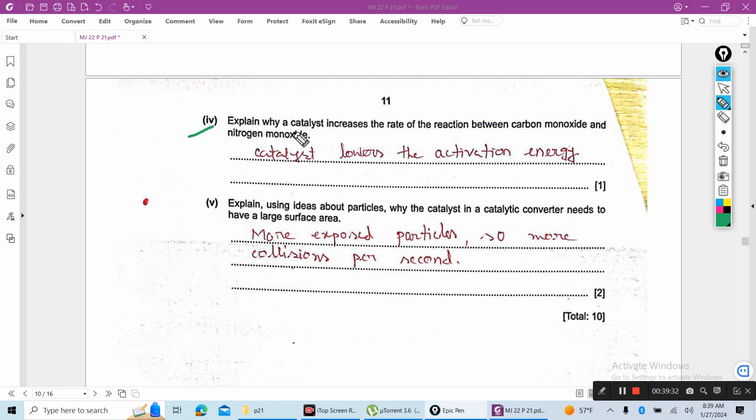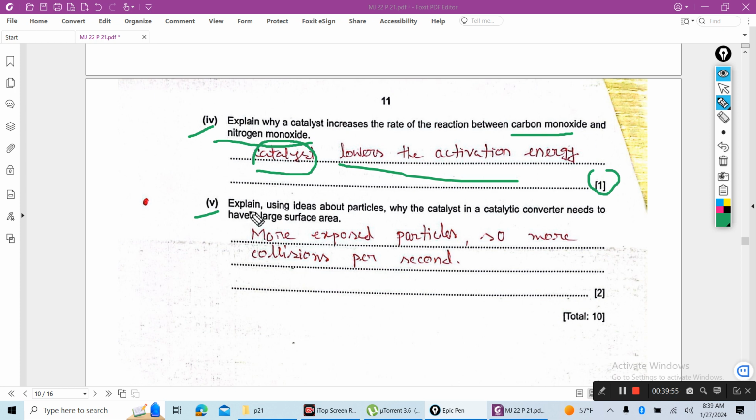Explain why a catalyst increases the rate of reaction between carbon monoxide and nitrogen monoxide. Catalyst lowers the activation energy, so more molecules can react. Catalyst lowers the activation energy. This is the 1 mark, you will get the mark.